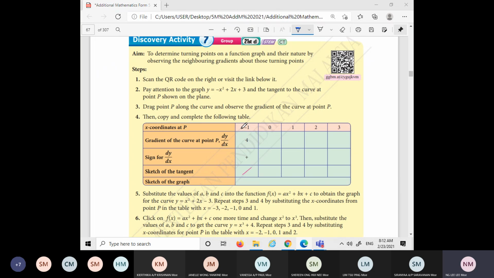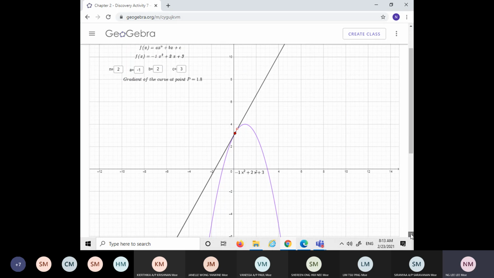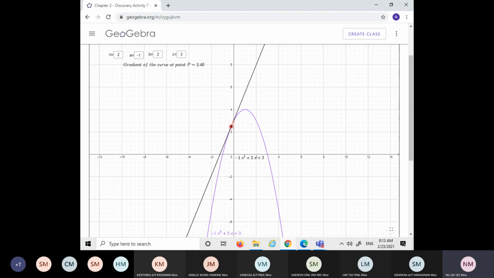So I'm going to show you the first one. Maybe you can put your textbook aside, and we do it together. So now point P is at -1. -1 is somewhere here. You can see this is moving, the gradient is moving. Now I want to get my point P at -1. Here is the -1.